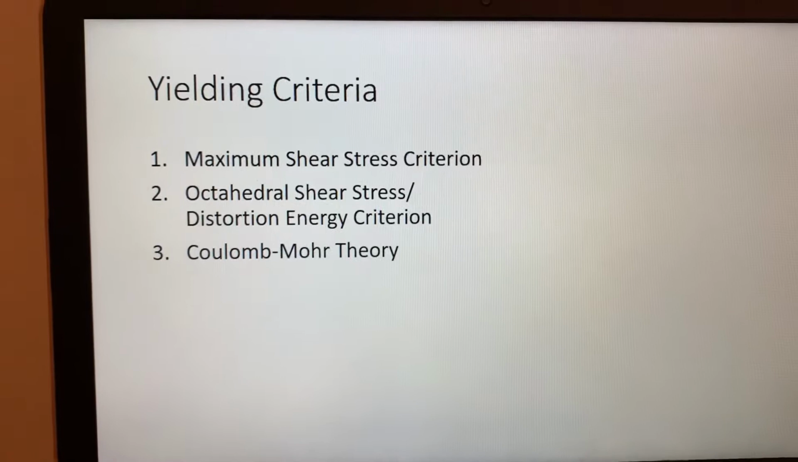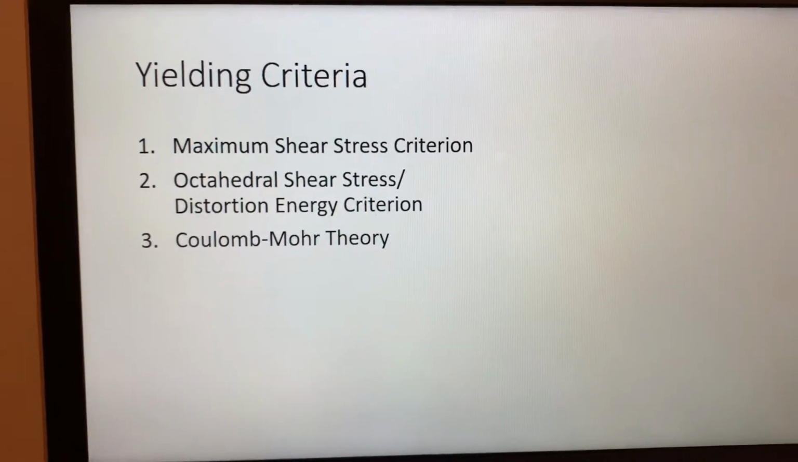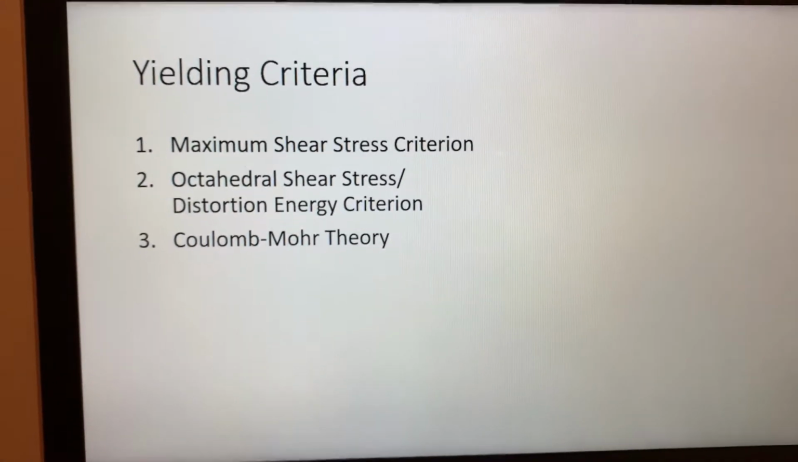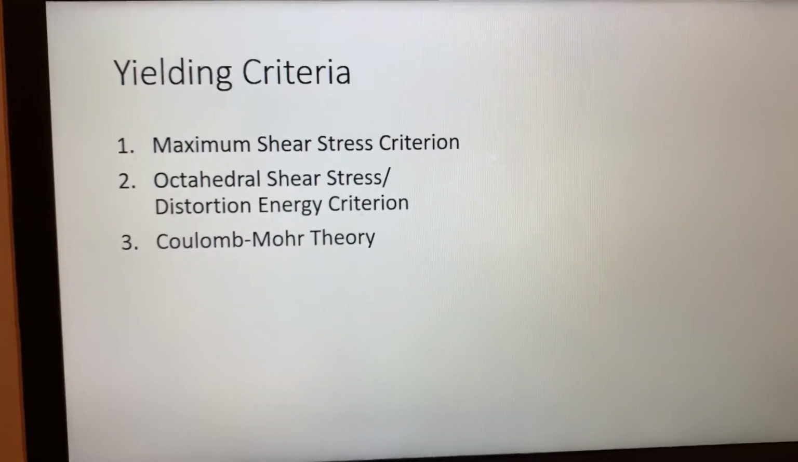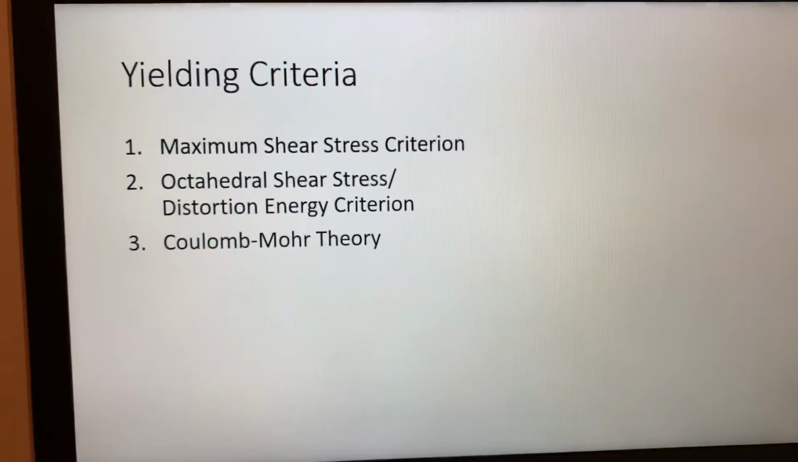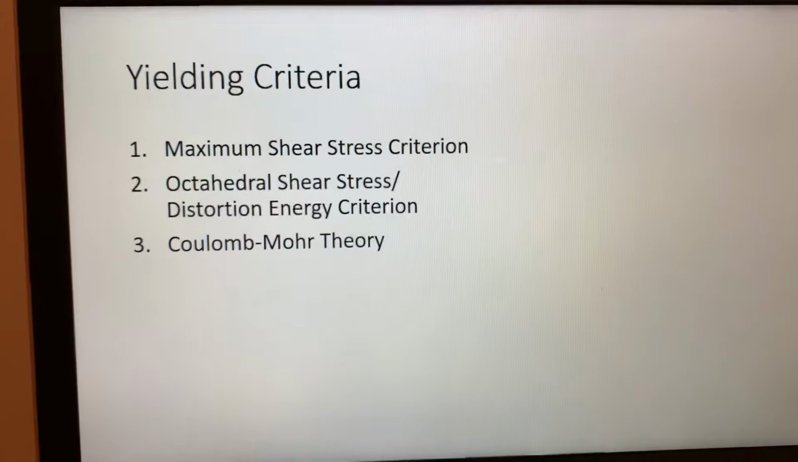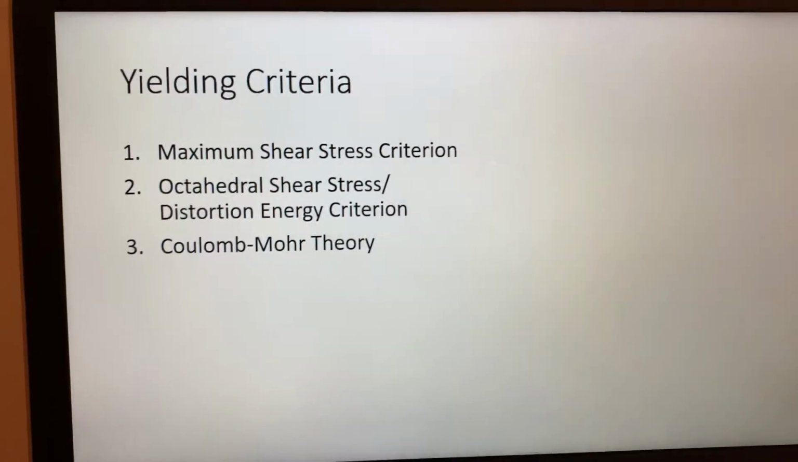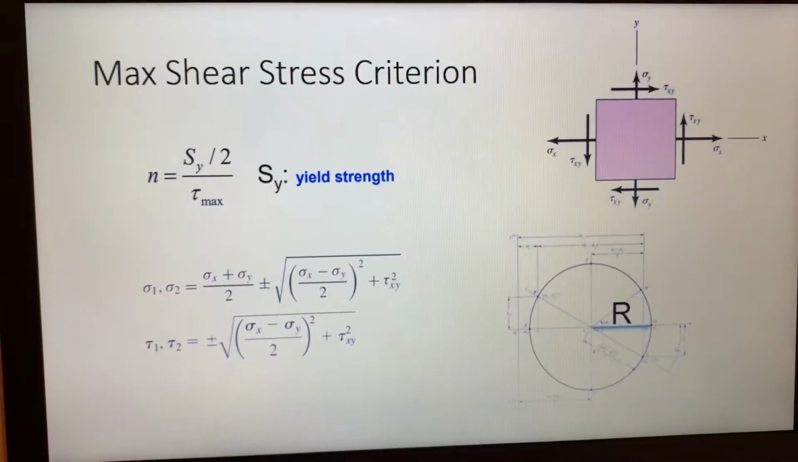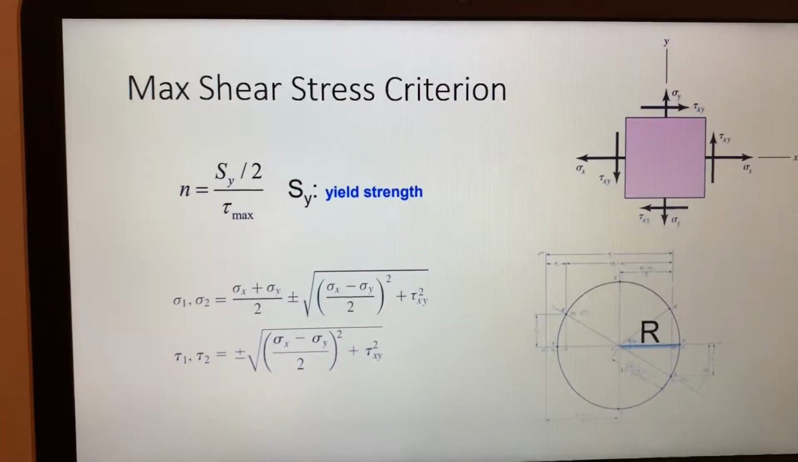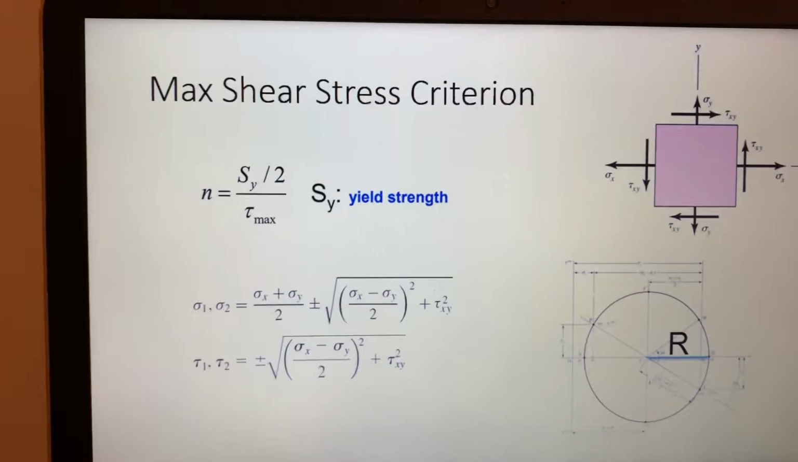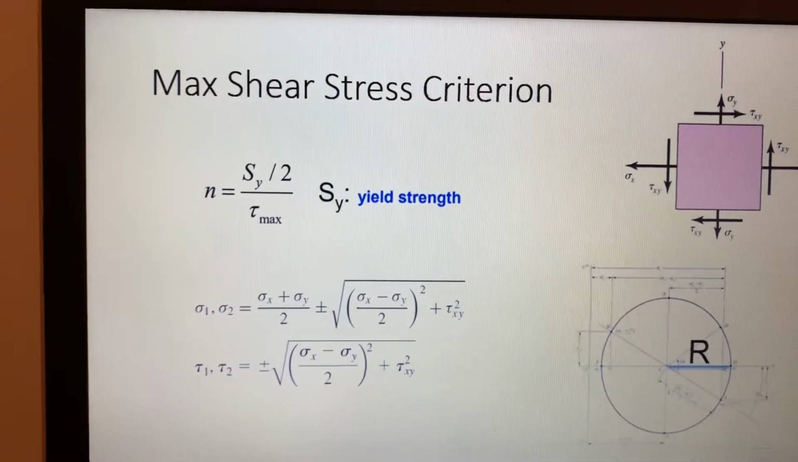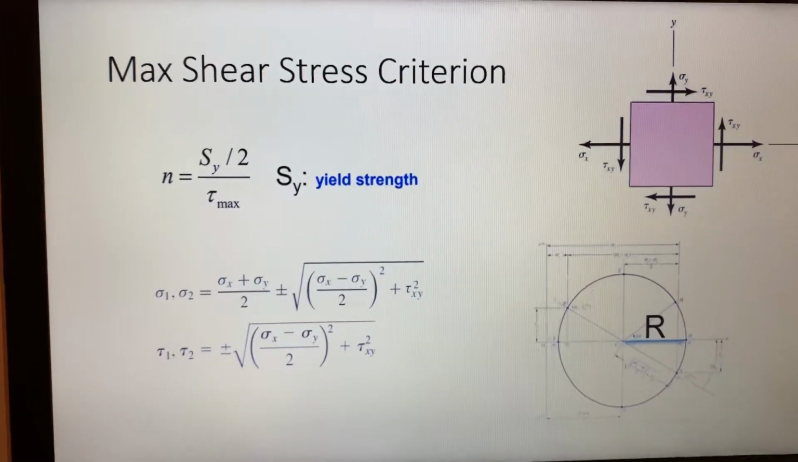There's 3 yielding criteria. There's maximum shear stress criterion, there's the octahedral shear stress / distortion energy criterion, and the Coulomb-Moore theory. With the max shear stress criterion, the factor of safety, N, is equal to the yield strength over 2 over tau max.